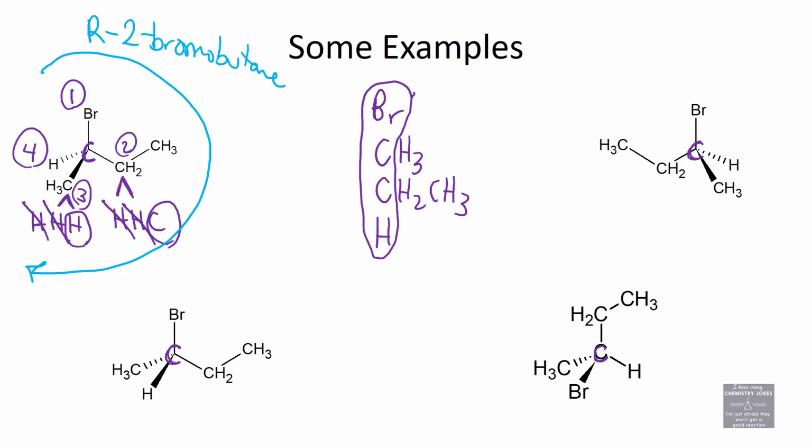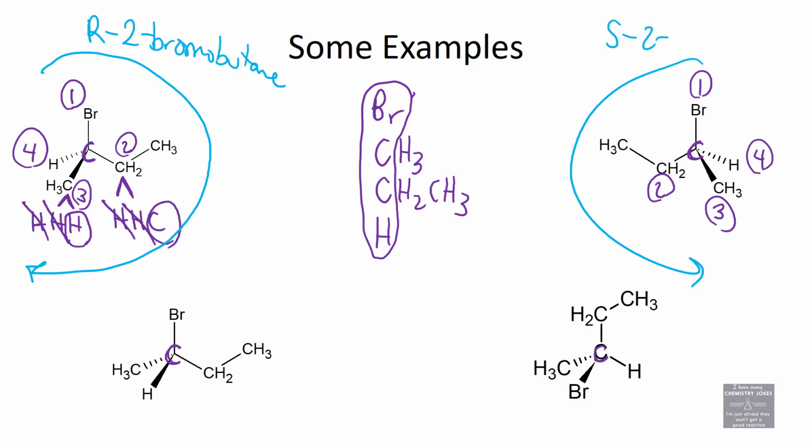It was a little bit painful to go through all the priorities the first time through, but since all of these molecules are 2-bromobutane, I know Br is 1, hydrogen is 4, because of the way we just stepped through it. Ethyl is 2, methyl is 3, 1 to 2 to 3. The lowest priority is oriented away from me. This is S, 2-bromobutane.